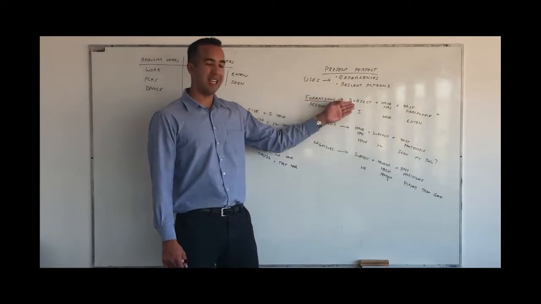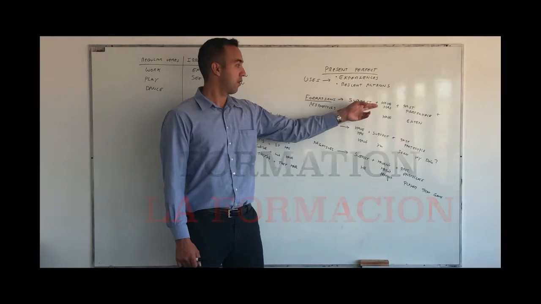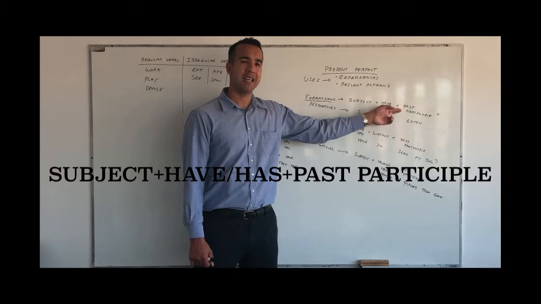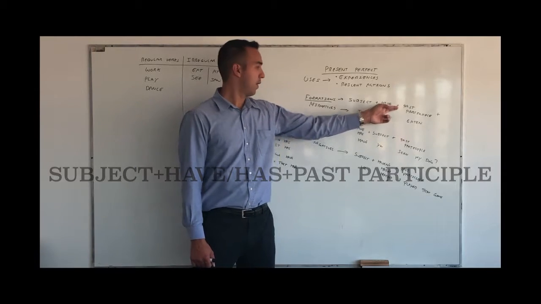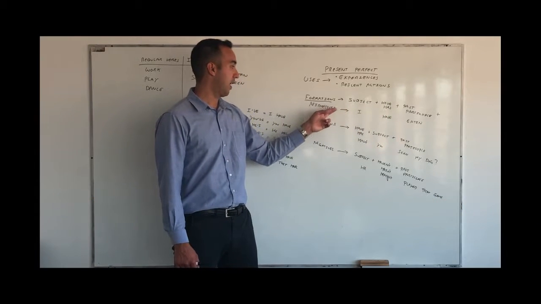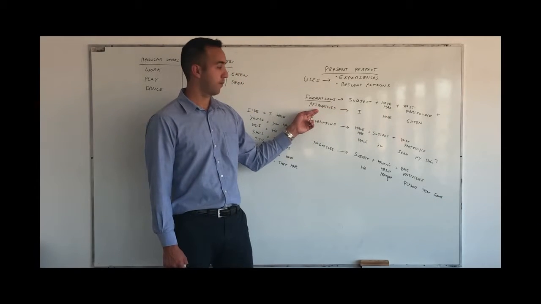The formation of this tense, we use the subject, the auxiliary have or has, and the verb in the past participle. For example, I have eaten. This is an affirmative in the present perfect.